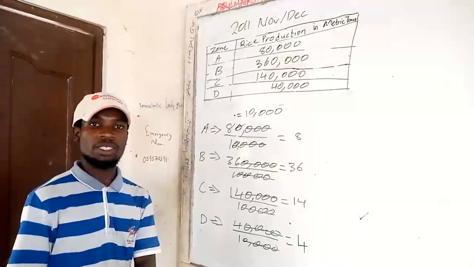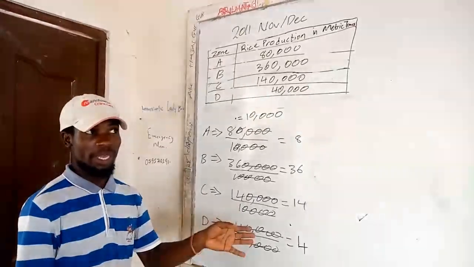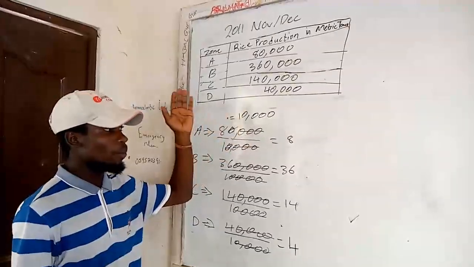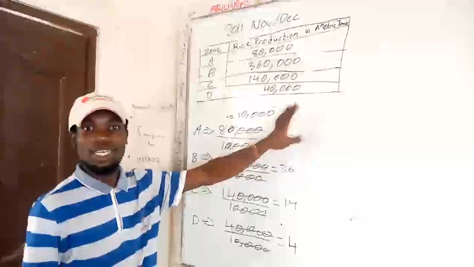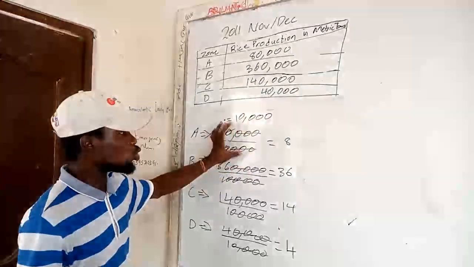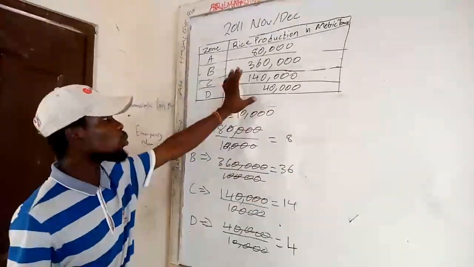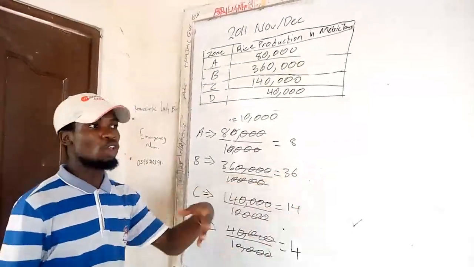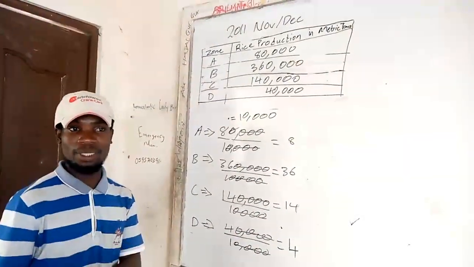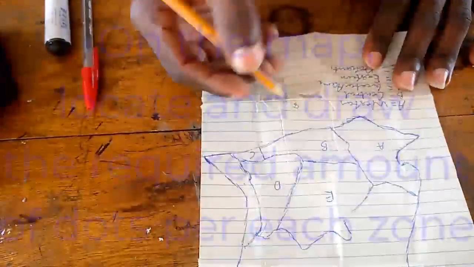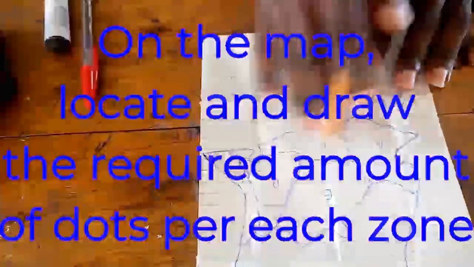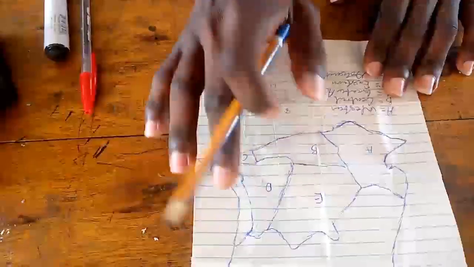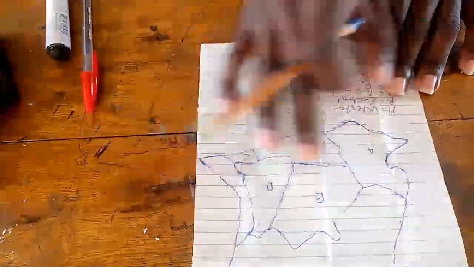Then you go straight to your map. As I said in the beginning, with proportional circles, dot maps, line graphs and all of that, they will give you the maps on which you're supposed to show this data. But that doesn't mean that you should not learn how to draw your maps, especially your Ghana and the African maps. On our map, we locate the various zones which were given, and we've located zones A, B, C, and D. Please, this is not the actual map, it's just a drawing.